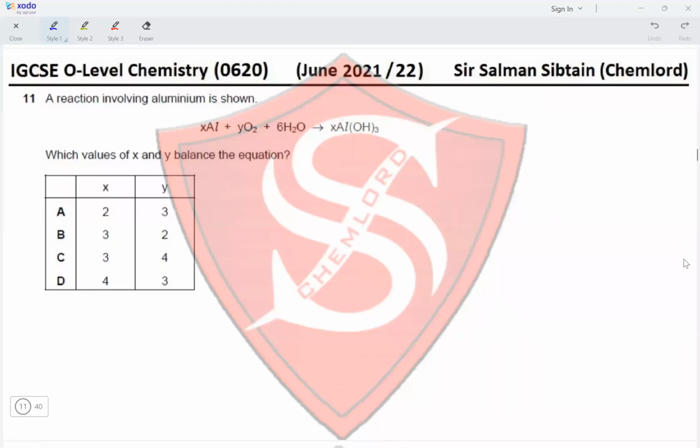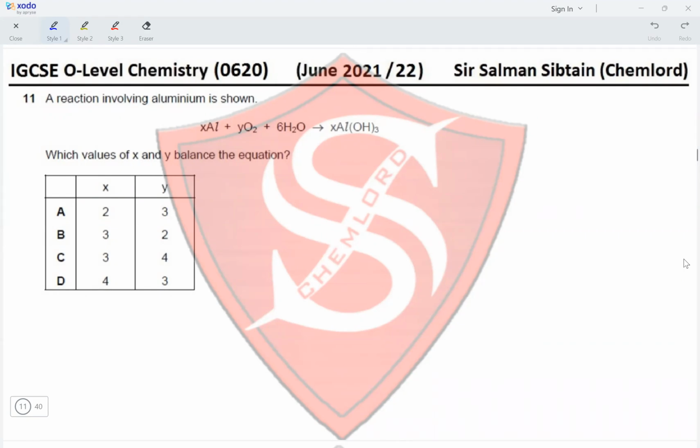Hi guys, this is IGCSE O-Level Chemistry Paper 22, Extended MCQs, June 2021, question 11. A reaction involving aluminum is shown. X moles of aluminum react with Y moles of oxygen plus 6 moles of water, producing X moles of aluminum hydroxide. What values of X and Y balance the equation?